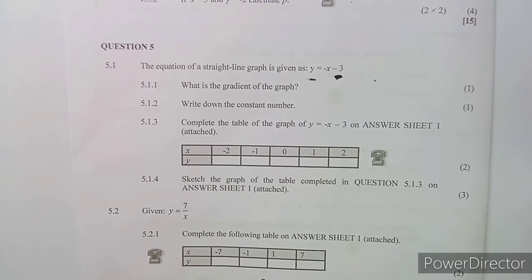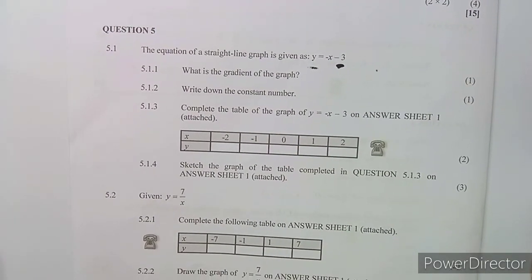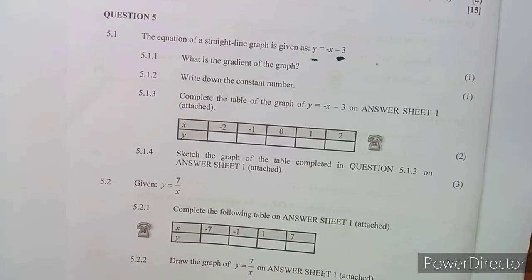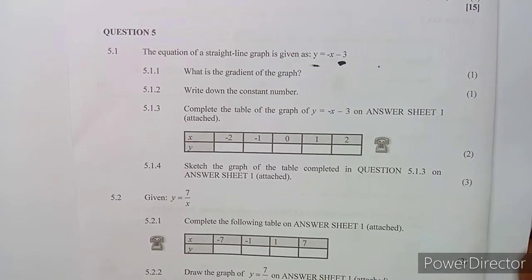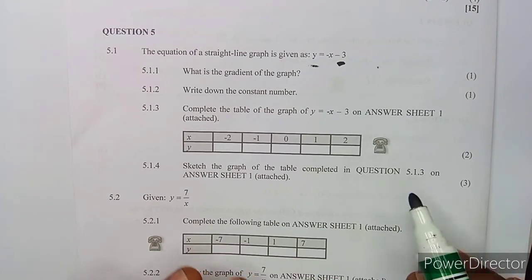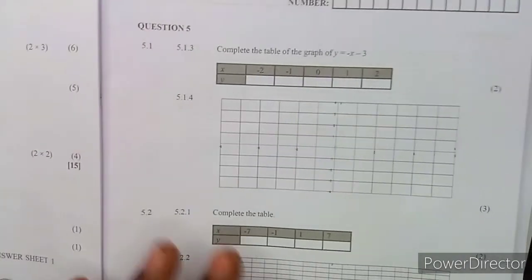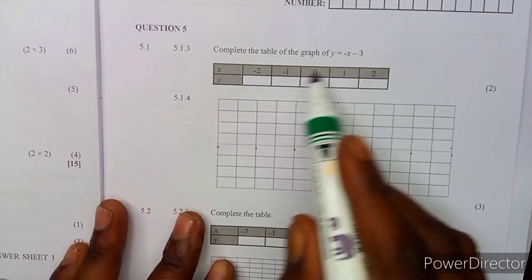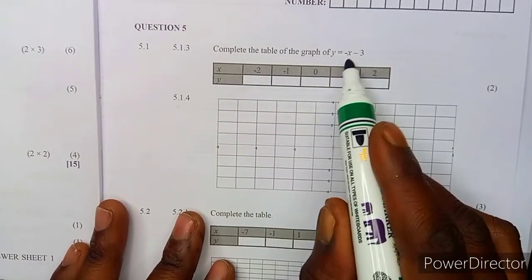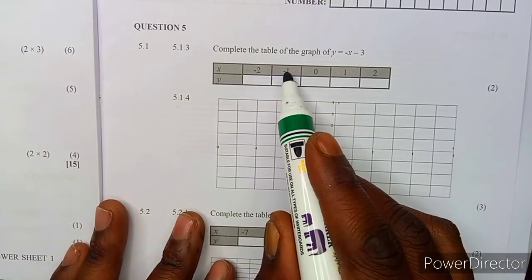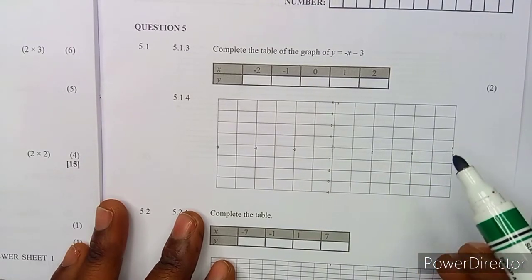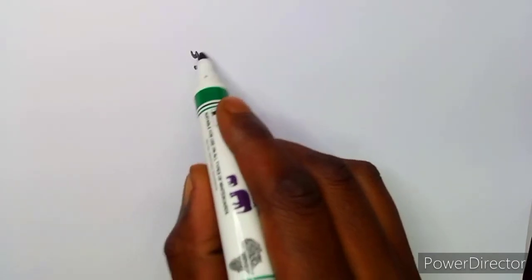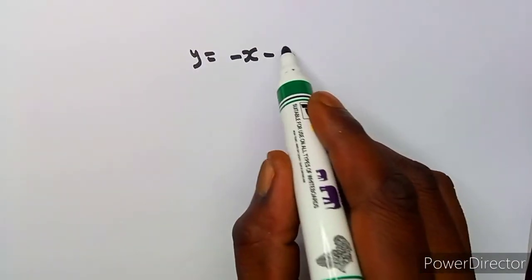So the other part now is to complete the table of the graph of y is equal to minus x minus 3 on the answer sheet here. So we want to complete this table. Actually here you are given the part that you're supposed to complete. So what are you going to do? You're just substituting here. In place of x, you substitute minus 2, minus 1, 0. Let me show you guys what you're doing here. Y is equal to minus x minus 3.